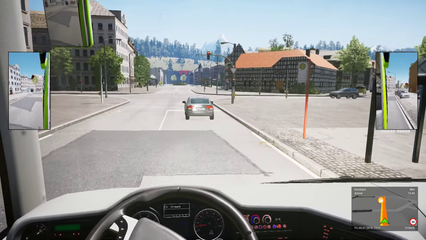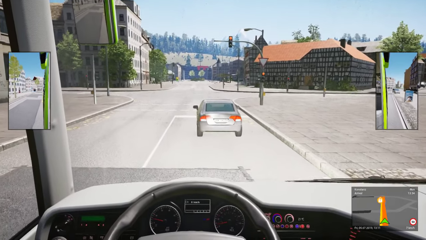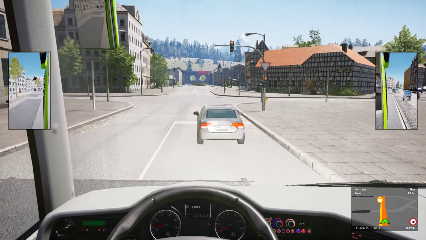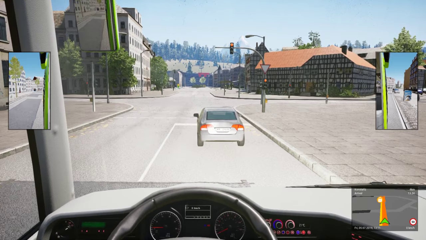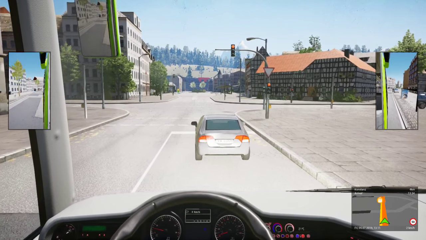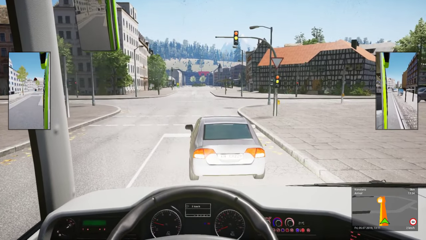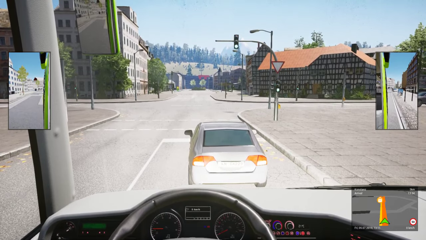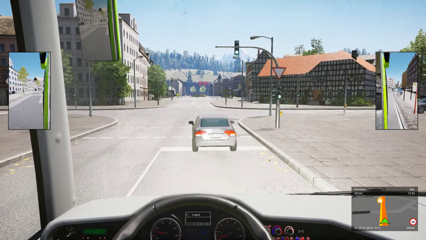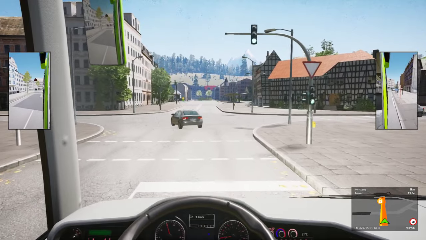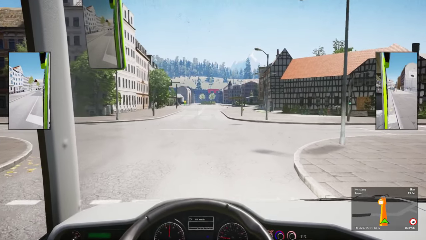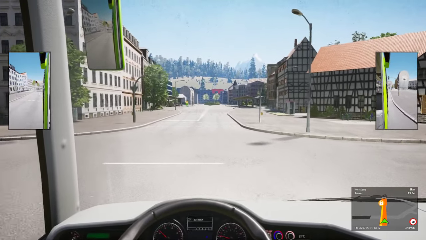So where is the stop? Oh, there's the stop, but it's on the wrong side of the road. So we've got to go down to the end and turn round. Okay. Maybe this road is a dead end. Is just a turnaround point at the bottom or a roundabout. Something of that nature.